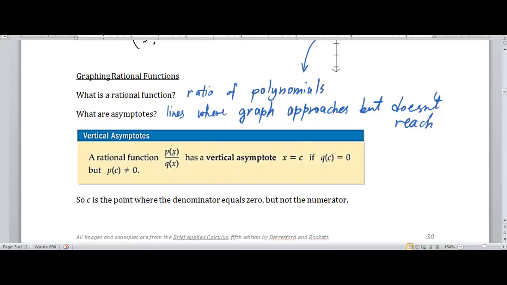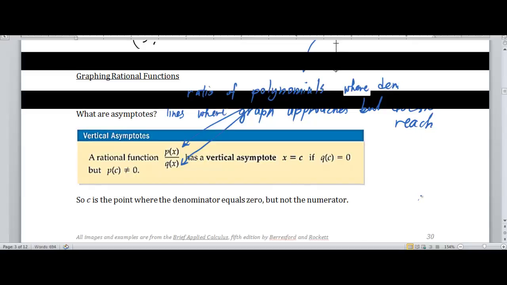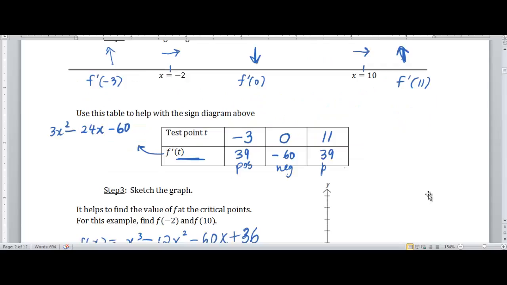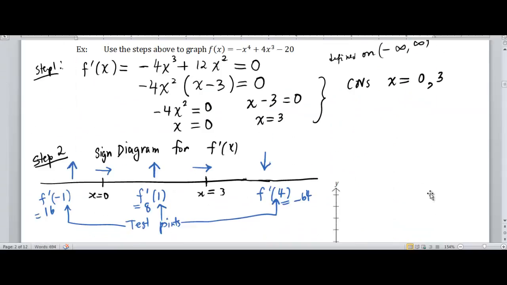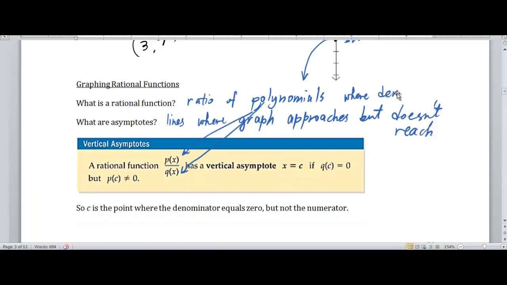So look at this one. Rational function is p of x over q of x. Now p of x and q of x are the polynomials. Okay. And the one thing for a rational function is that the denominator cannot equal 0. Right? So q of x cannot equal 0 here. Okay.